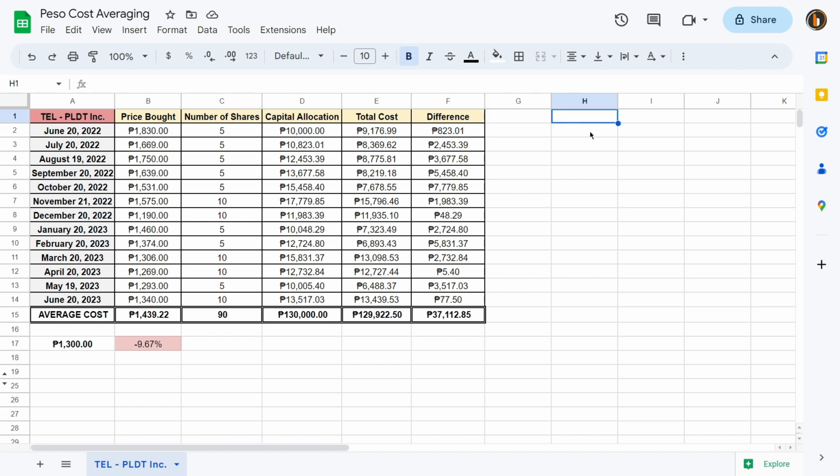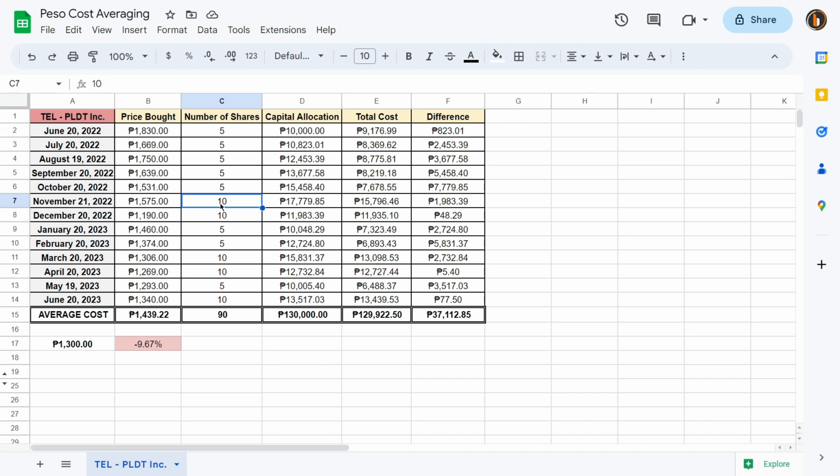Of course, when you're doing this in real time or in real life, this is just theoretical per se. Of course, you can deploy a bigger capital at the lower price. Like, for example, here, we could opt to buy 10 shares because we know PLDT is already in a downtrend. Is 1,575 really that low?